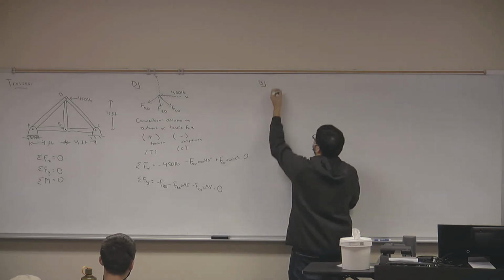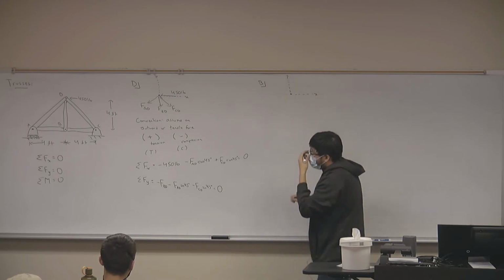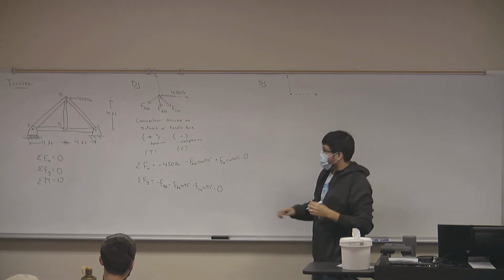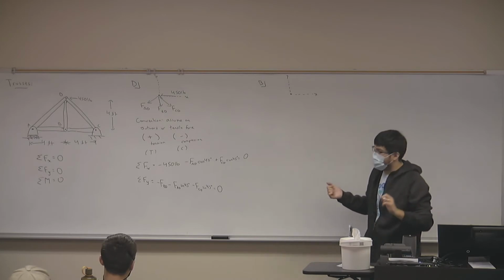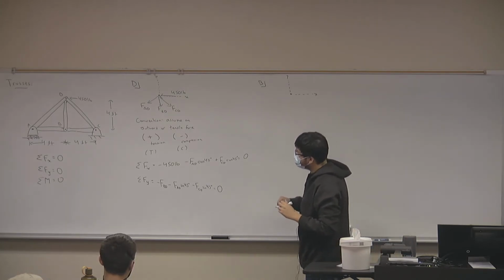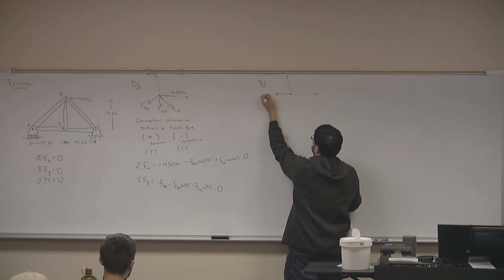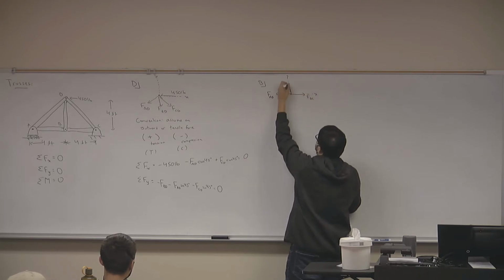So we get B. I have my X and my Y axes. And then what forces do I see acting on B? Remember, by convention, let's assume that they're all tensile forces, even though they may not all be. But what forces do we have? Force AB. Force AC. Force BC. There we go. And then force.